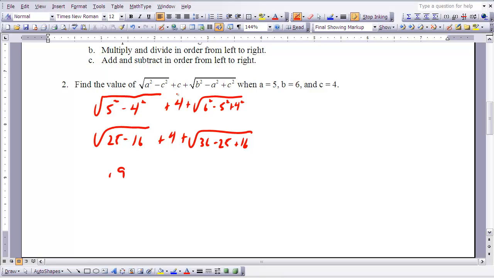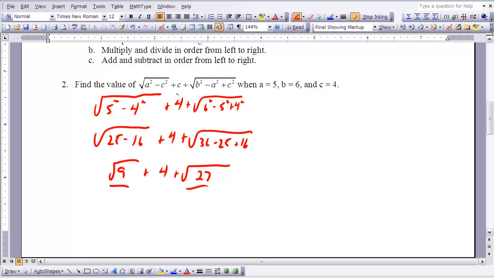This is equal to 9. Just simplifying the stuff underneath the square roots, because according to my order of operations, it's a grouping symbol. I have to do that first. Now this is 36 minus 25, which is 11, plus 16. And 11 plus 16 is 27. So this works out real nice, however this doesn't.